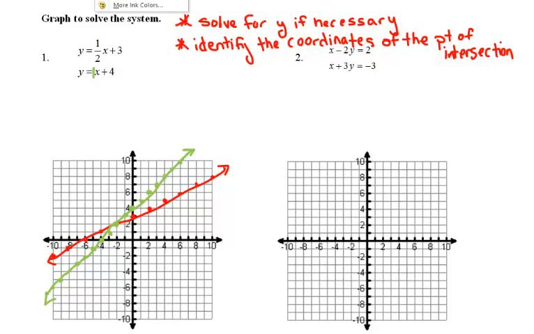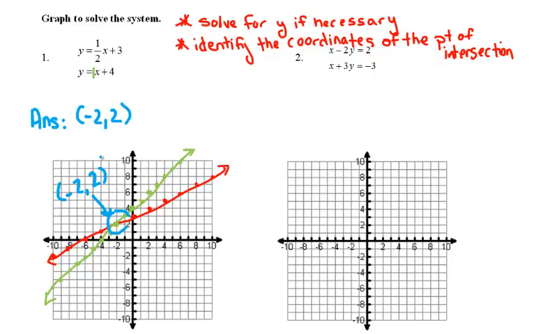My final answer is this point of intersection. So my final answer is this ordered pair. I need to write that ordered pair. It's to the left 2 and up 2. So to the left 2 and up 2. So my answer is -2, 2. I have to write it as an ordered pair.